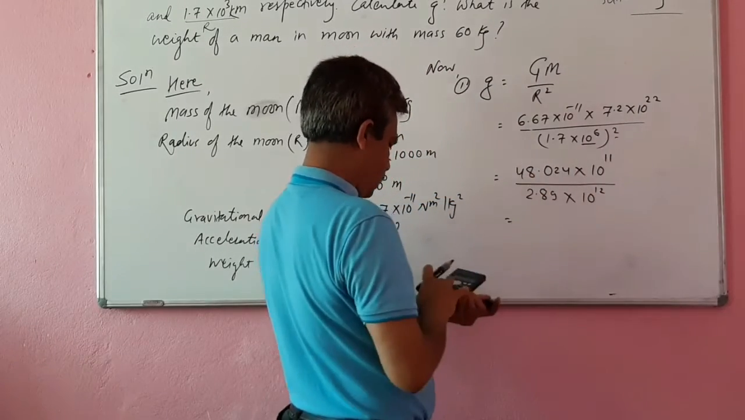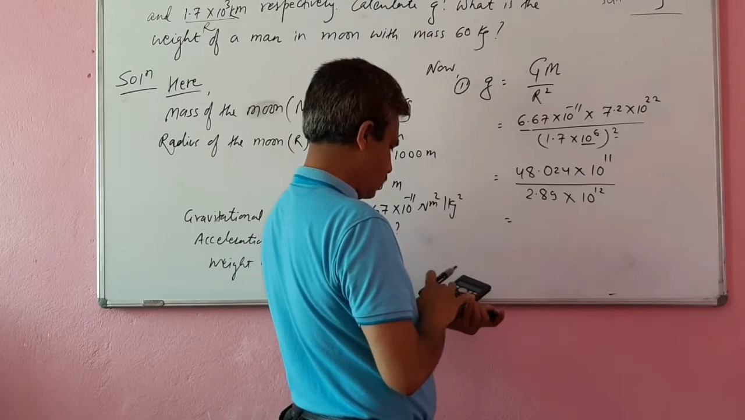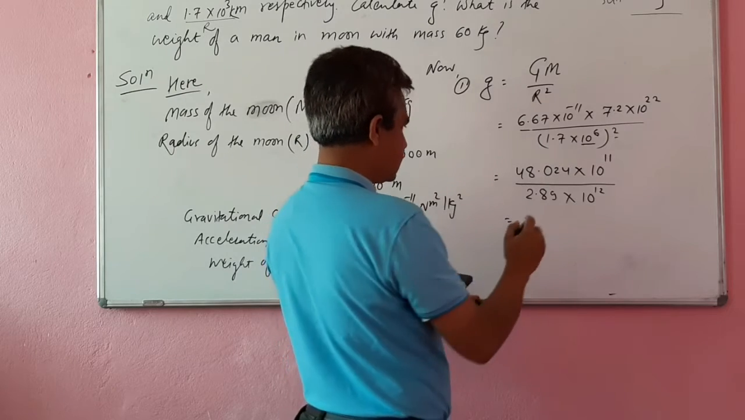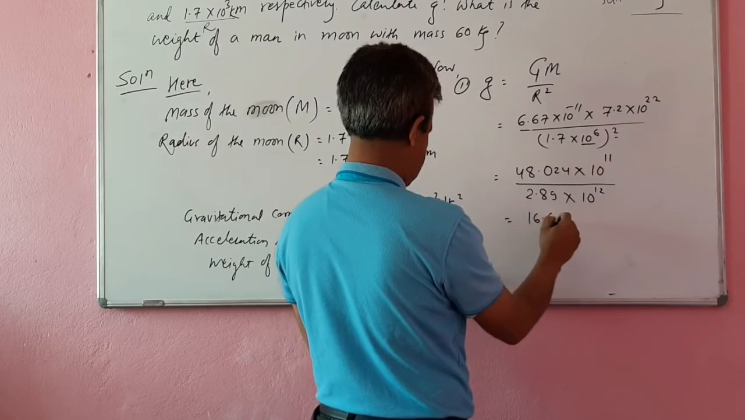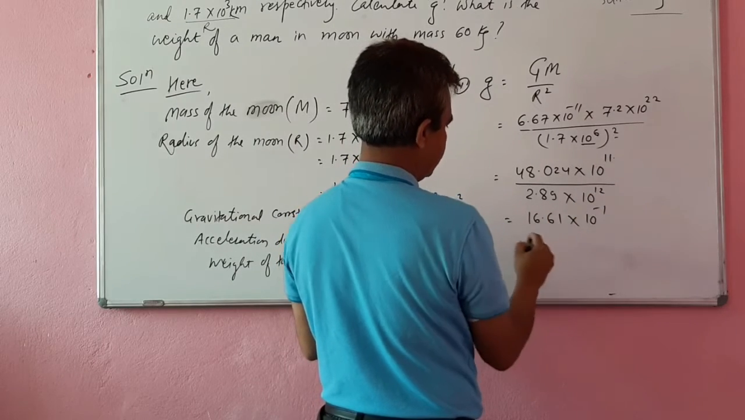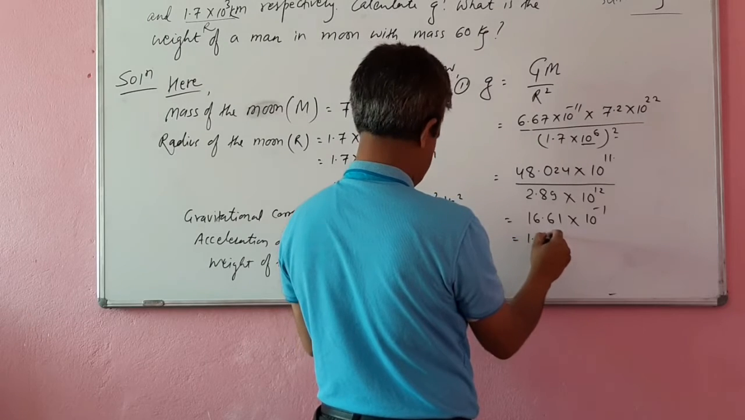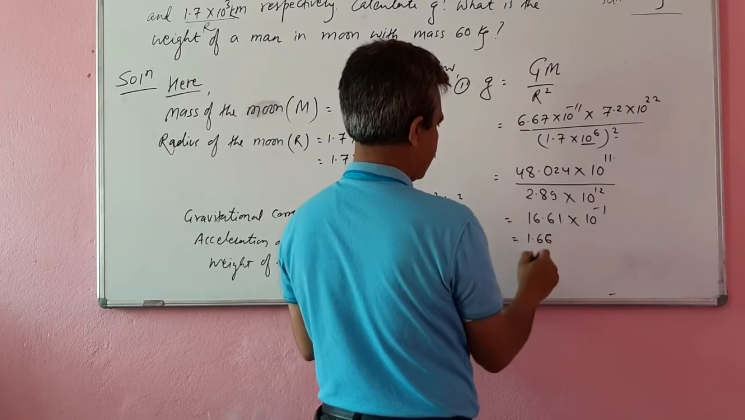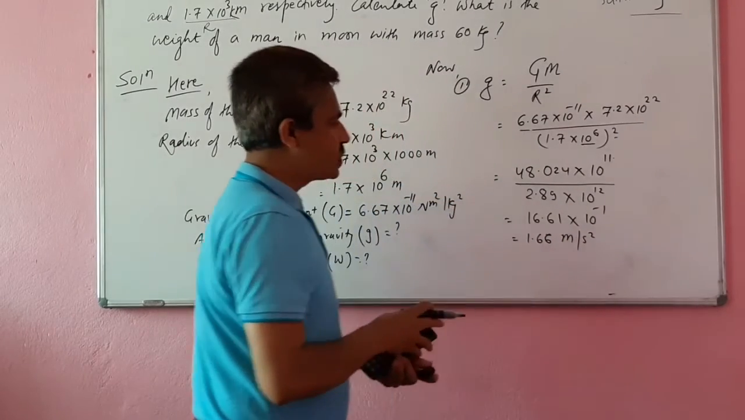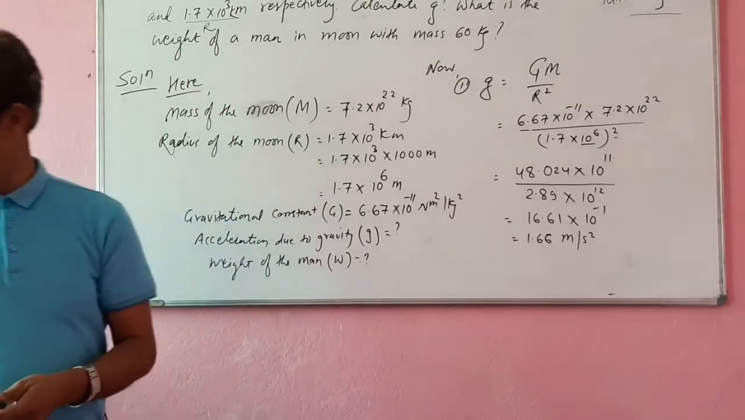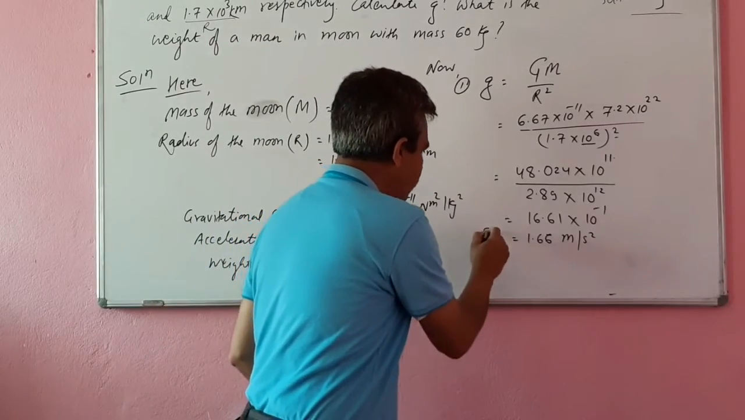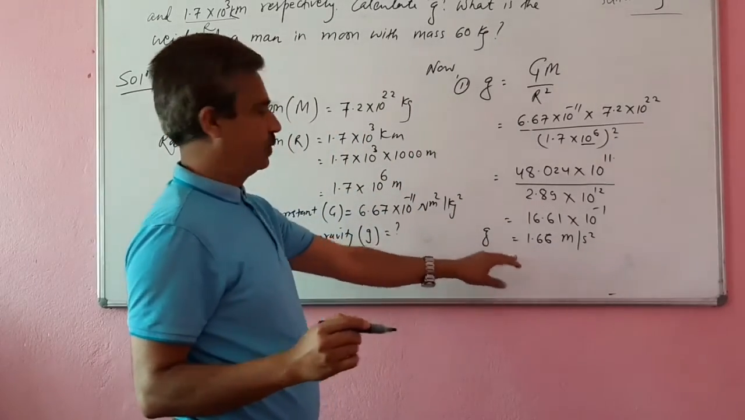Now you divide 48.024 divided by 2.89. It came 16.61. 10 to the power 11, 10 to the power 12 means 10 to the power minus 1, so 1.66. What is the SI unit? Meter per second square. 1.66 meter per second square. What is this? This is the value of small g on the surface of the moon.